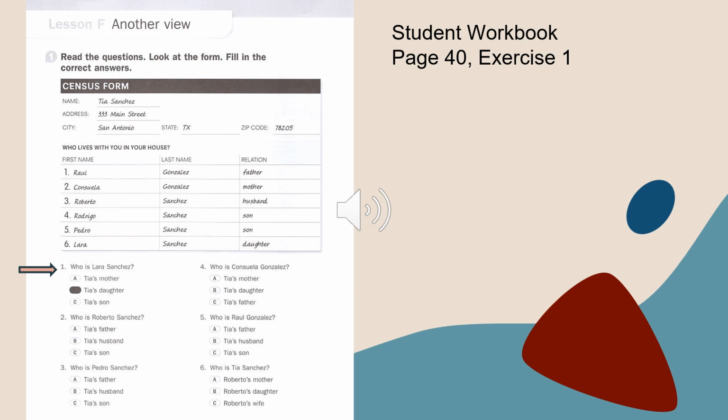Then it lists her father, Raul Gonzalez, her mother. They live with her. Consuela Gonzalez is her mother. Roberto Sanchez is her husband. Rodrigo Sanchez is her son. Pedro Sanchez is her other son. And Lara Sanchez is her daughter. Okay, referring to that, you will fill out number 1.